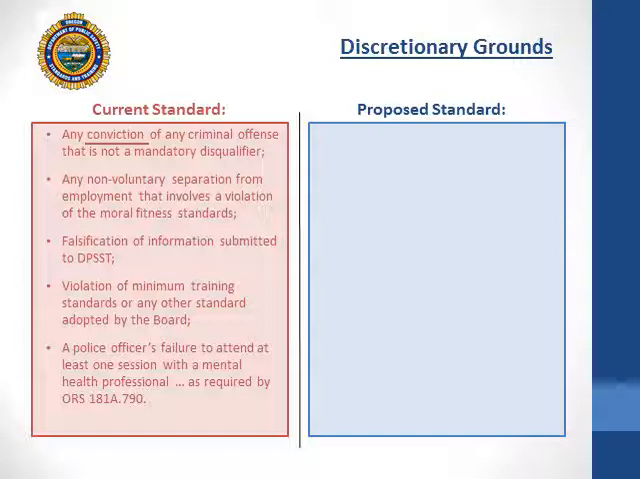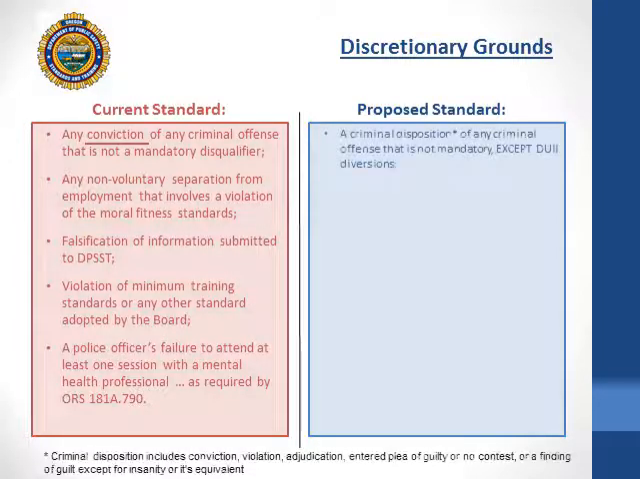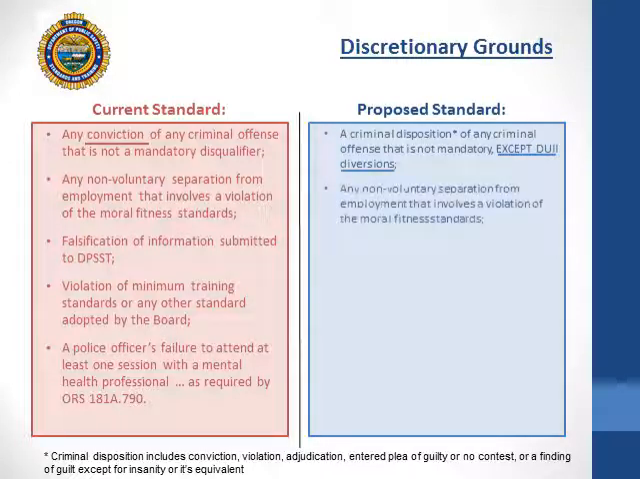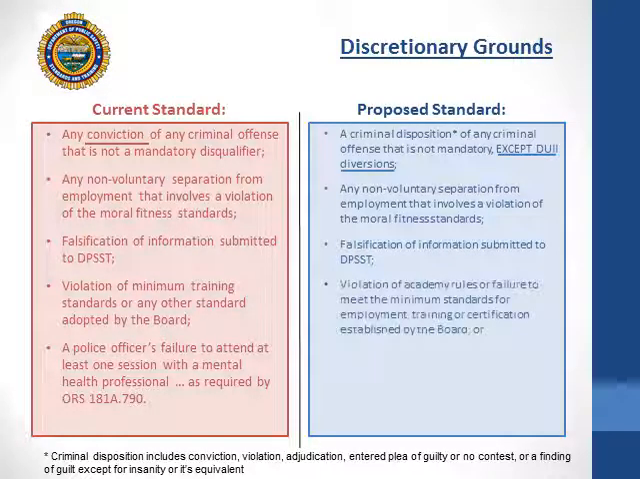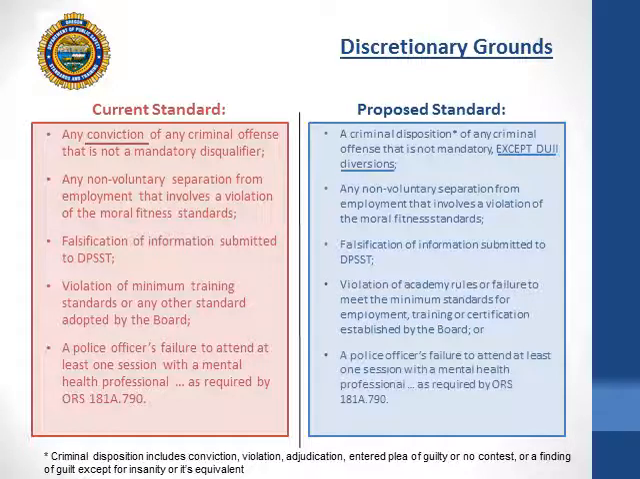Under the proposed standard, discretionary grounds include the conviction, violation, adjudication, entered plea of guilty or no contest, or a finding of guilt except for insanity of any criminal offense that is not considered a mandatory disqualifier, with the exception of successfully completed DUI diversions. Grounds also include any non-voluntary separation from employment as a public safety professional that violates the moral fitness standards, falsification of information, violation of a standard including academy standards, a police officer's failure to attend a session with a mental health professional, and, in very narrow situations, complaints filed with DPSST. Complaints will be discussed later on in this presentation.